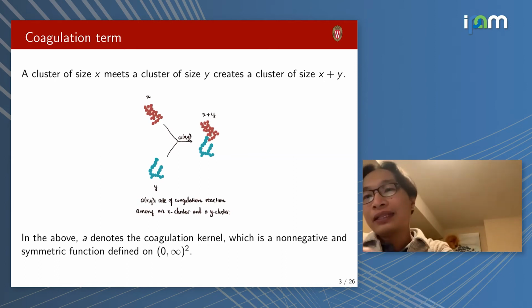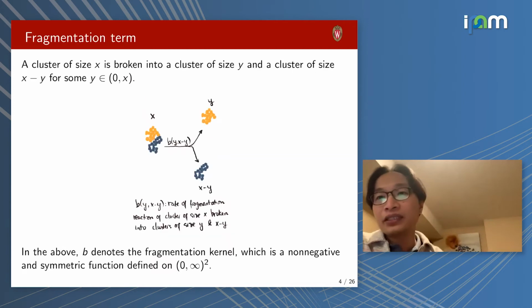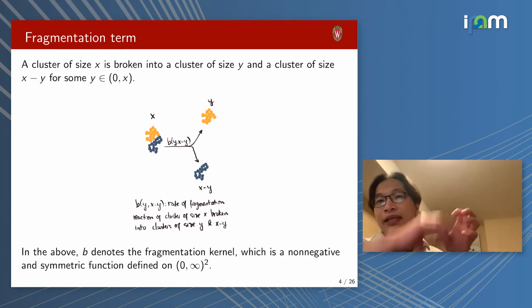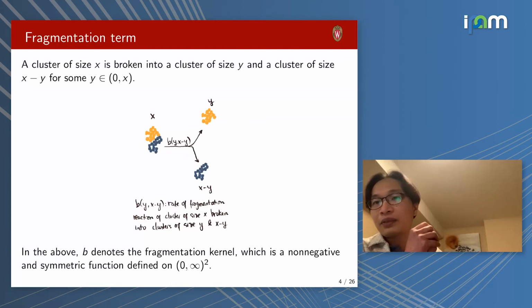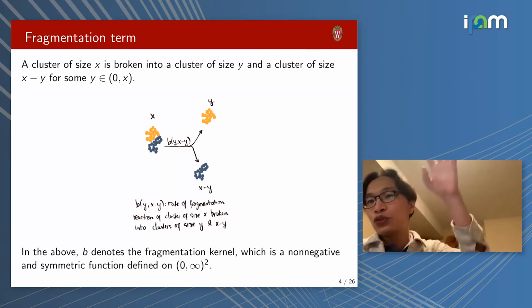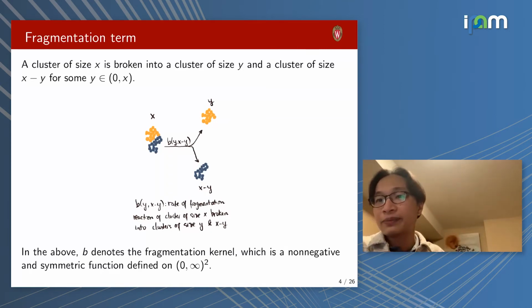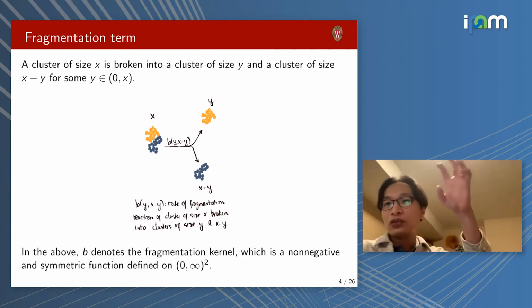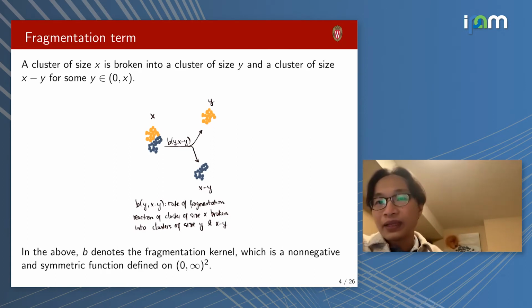Okay, and then there's the other term called the fragmentation term, which goes in the same way: randomly at a certain rate, if you have a cloud of size X, it can randomly be broken into two smaller clusters of size Y and X minus Y, and we represent this kind of fragmentation term by a kernel B. B of Y and X minus Y represents the rate of fragmentation of a cloud of size X being broken into two smaller sizes of Y and X minus Y.